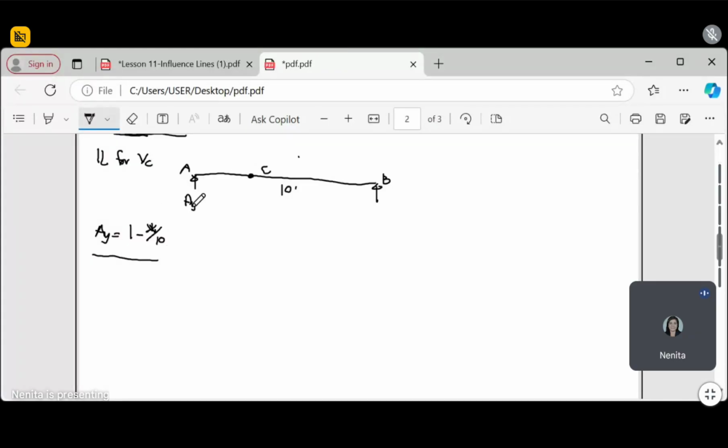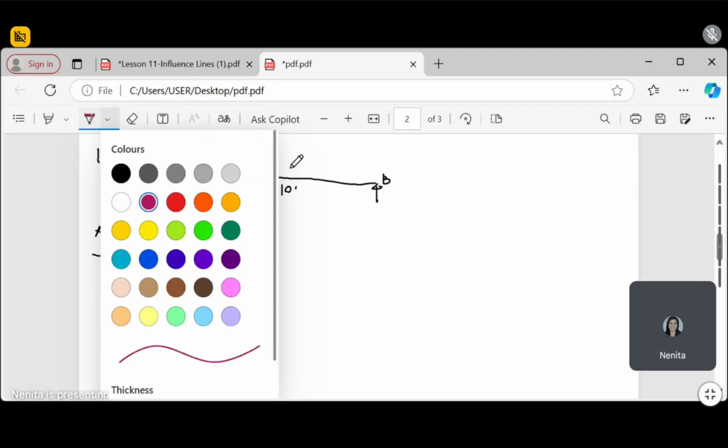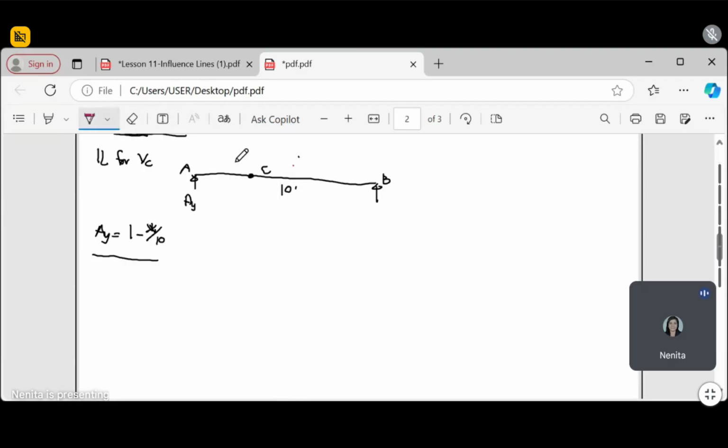Kasi if you're going to solve for the value of y in terms of 1 unit load, ibutang lang natin si 1 unit para inyo makita, no? Ibutang natin si 1 unit load. Let's say this is the 1 unit load. This is your 1.